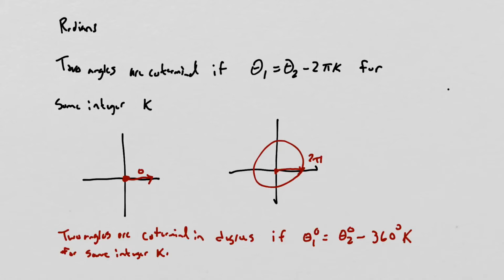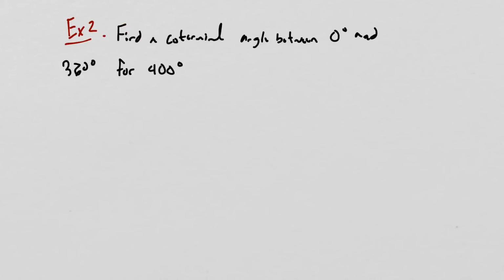In example 2, let's find a coterminal angle. Find a coterminal angle between 0 degrees and 360 degrees for 400 degrees. What this problem is asking is they want us to find an angle that is plus or minus 360 degrees of 400 that lies between 0 and 360 degrees.